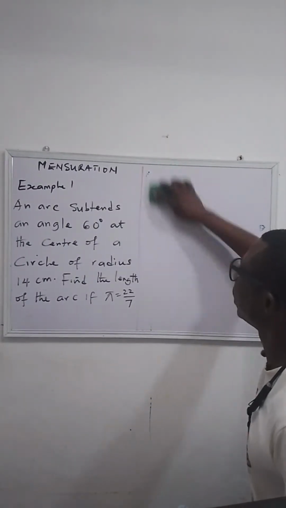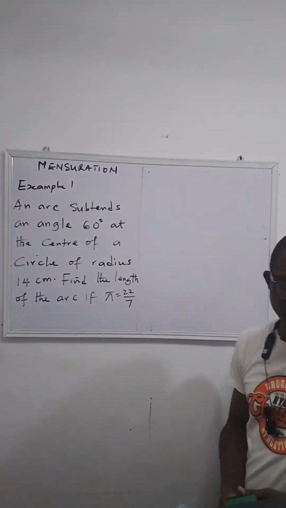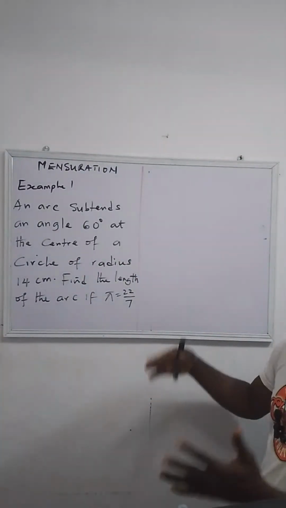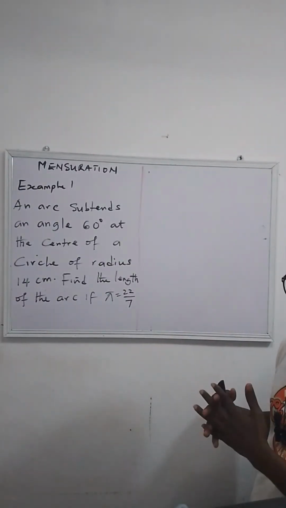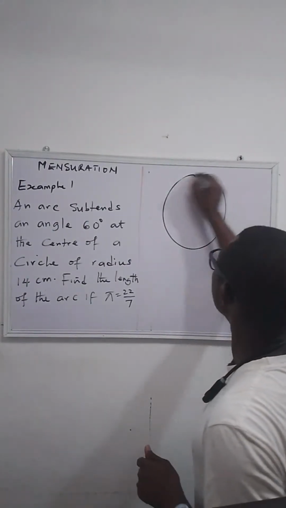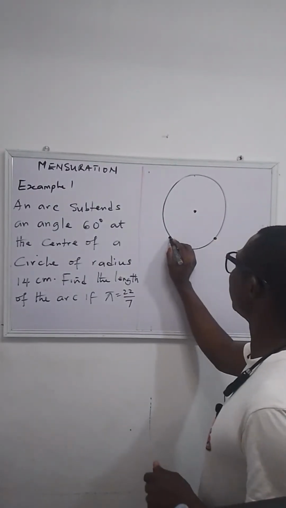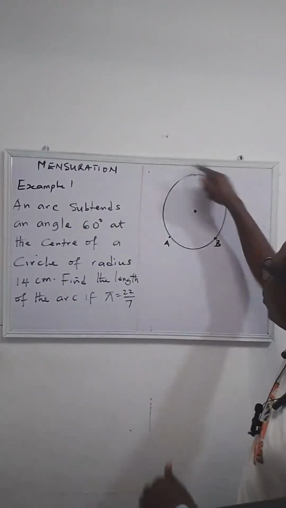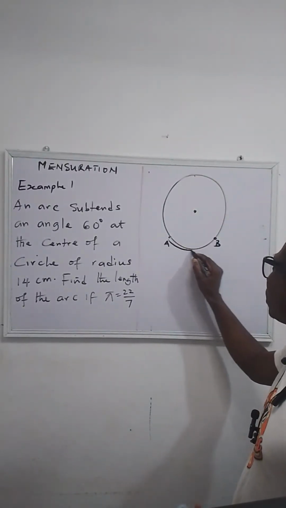Now let's look at the question. The question says an arc subtends an angle of 60 degrees at the center of a circle. You see, an arc subtends an angle at the center, a chord also subtends an angle at the center. So now let's look at it. We have a circle of this form, and let's say we have this arc, arc AB. Don't forget what we call an arc. An arc is a fraction of the perimeter of a circle. This is the arc we're talking about here.